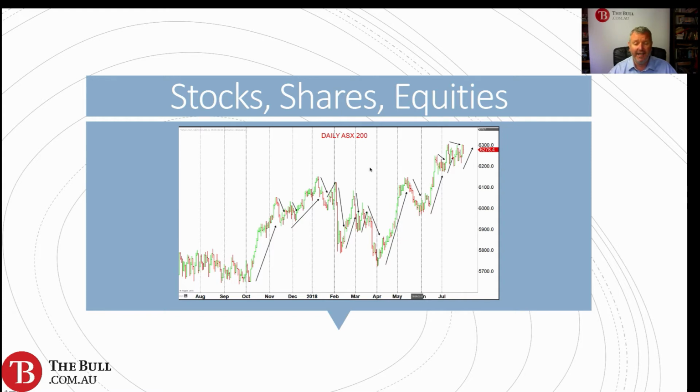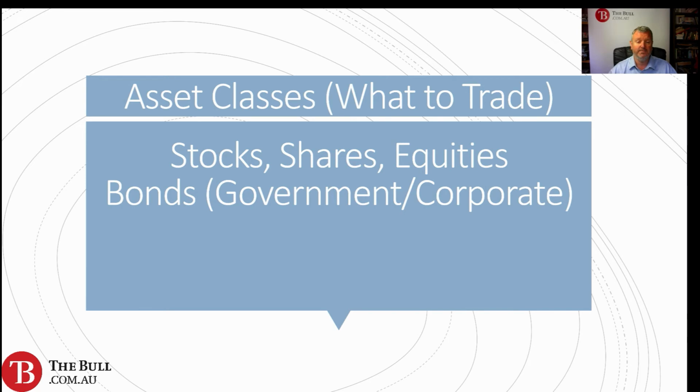So this is an index. This is the top 200 stocks in the Australian Stock Exchange, and in here we can benefit from the different moves in the ASX 200 price. So those are stocks, shares, equities, and equity indices.